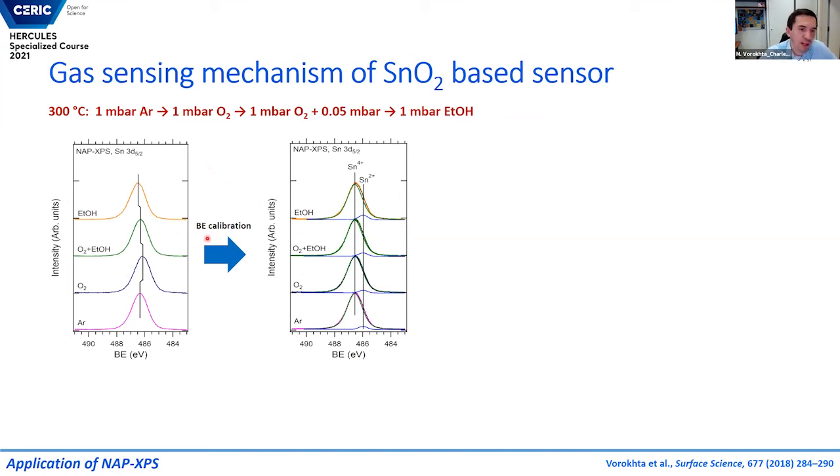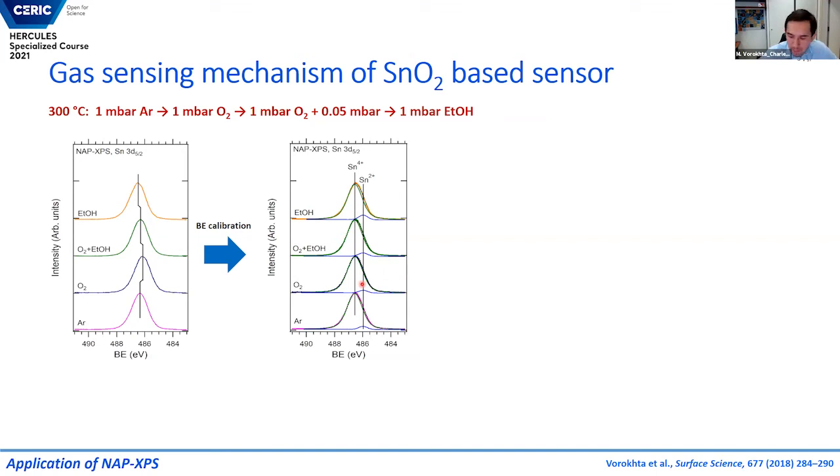So then you can calibrate this. You put it on the same energy as in the case of inert gas or in vacuum, and you can see that the tin oxide was almost the same. It was not changing at all. So we can say that there is no reduction of tin oxide when you expose it to an ethanol and oxygen mixture, or even to pure ethanol.